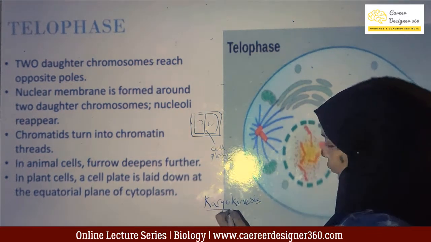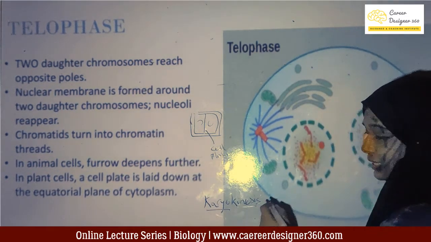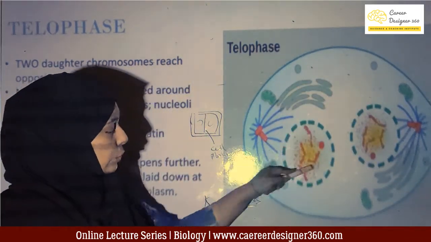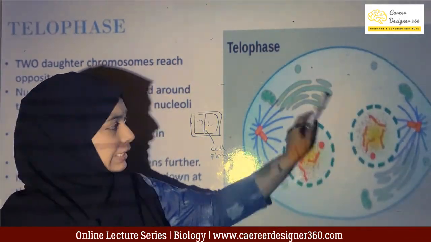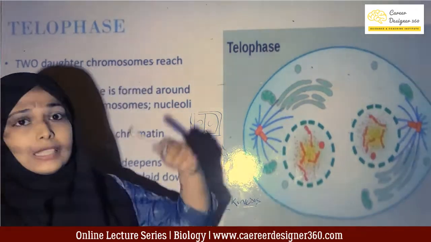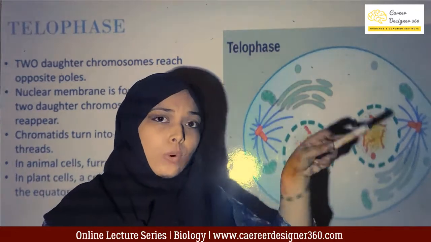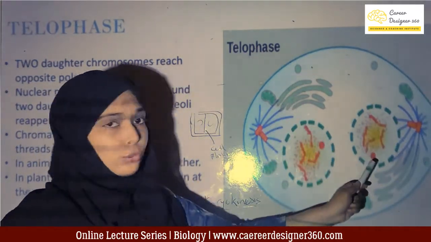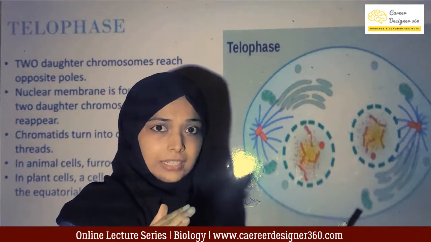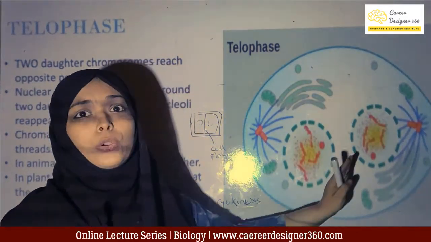Karyo means nucleus, and kinesis means division. If you see this diagram thoroughly, two nuclei have been formed. The cell is still there, but two nuclei have been formed. In prophase there was only one nucleus, and now there are two. So till telophase the nucleus has divided. This is known as karyokinesis.